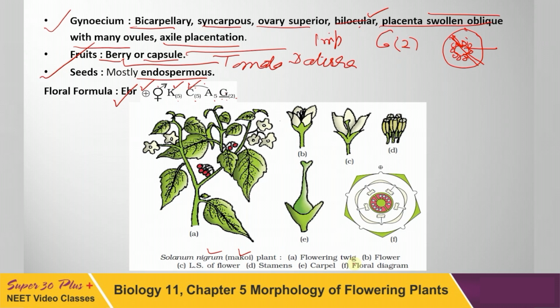Here you see the flower we have, with the different parts of the flower. These are the stamens. This is the floral diagram. This one is the calyx whorl. This is the corolla whorl. These are the stamens. This is the gynoecium. Placenta is swollen, oblique, with axile placentation.